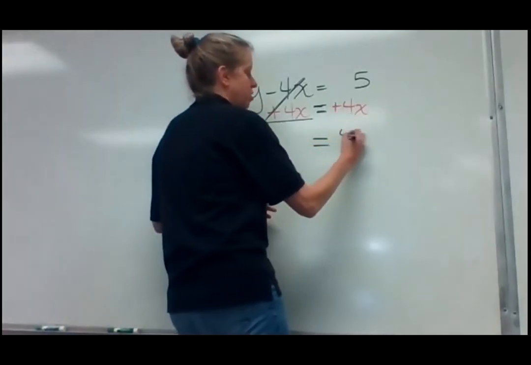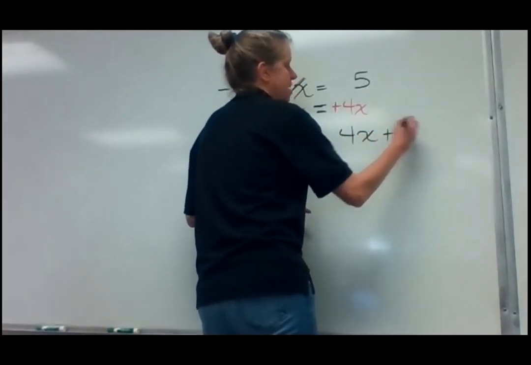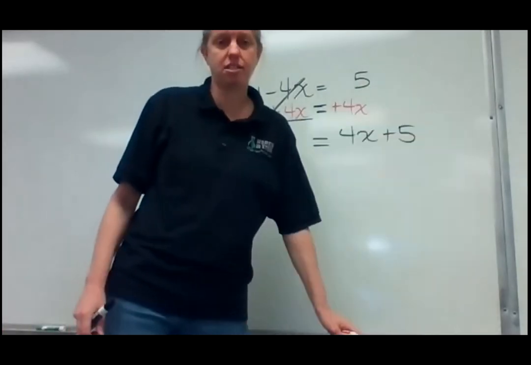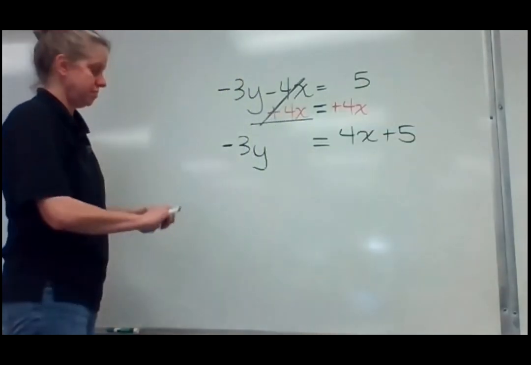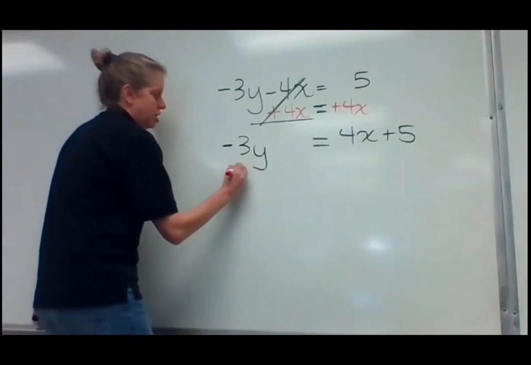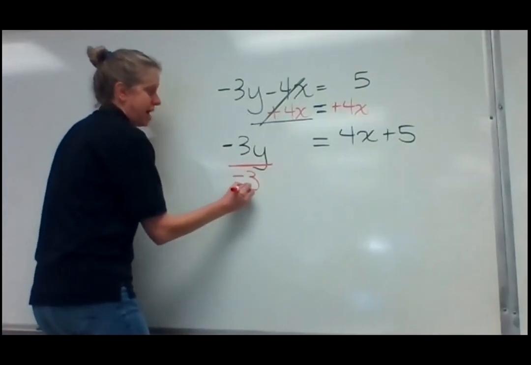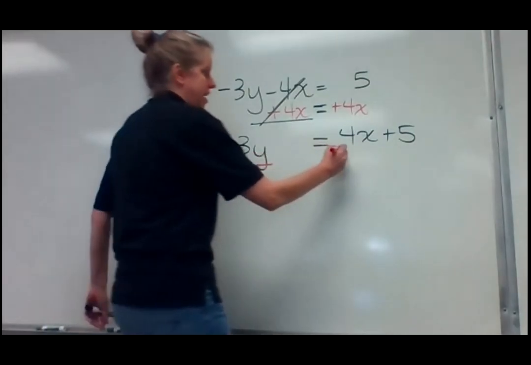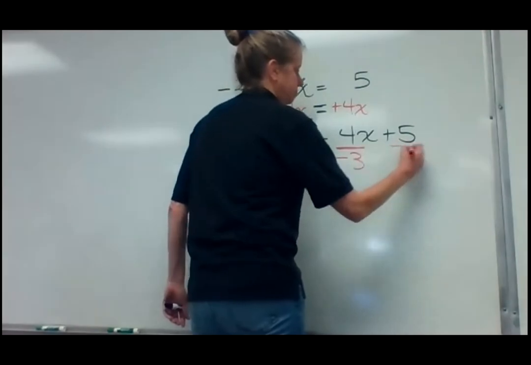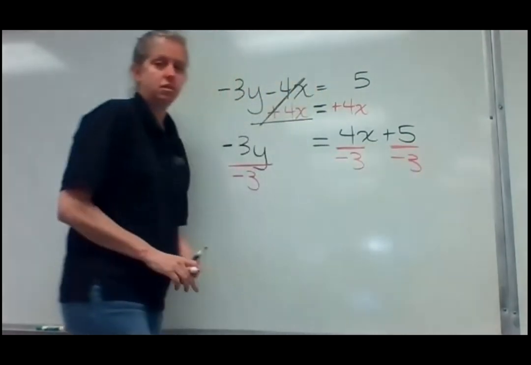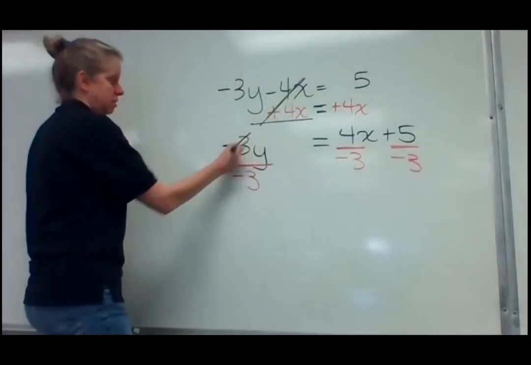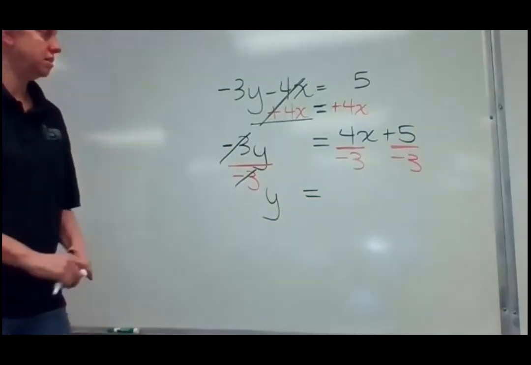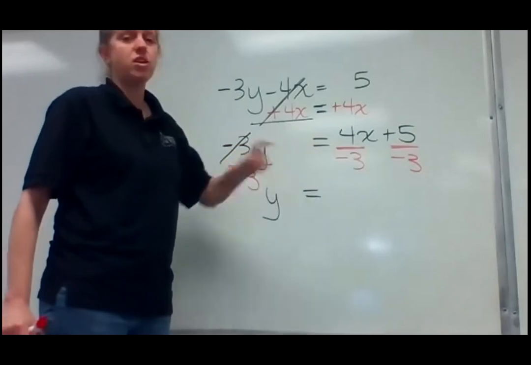Okay, so I just bring these down. The 4x could be behind the 5. It could say 5 plus 4x. Either way. Now, get rid of your hooked on number by dividing by it, exactly what it is. So I'm dividing by negative 3. So y equals 4 over negative 3.